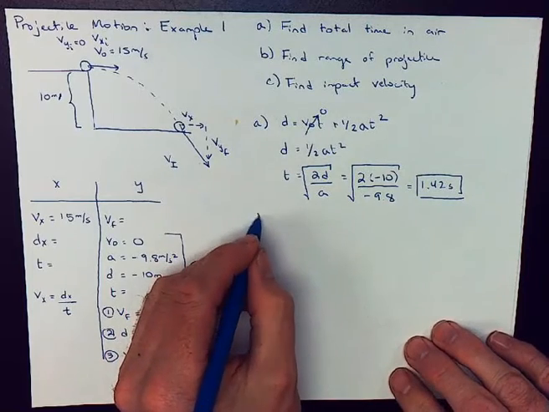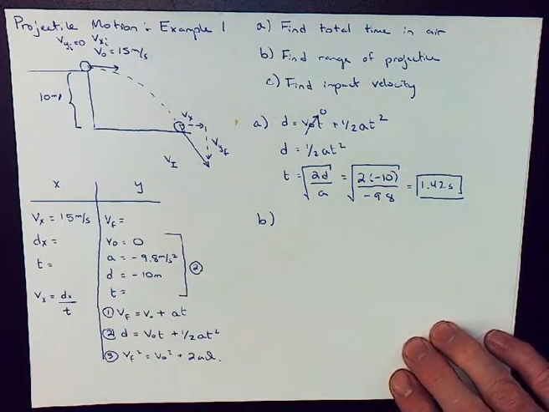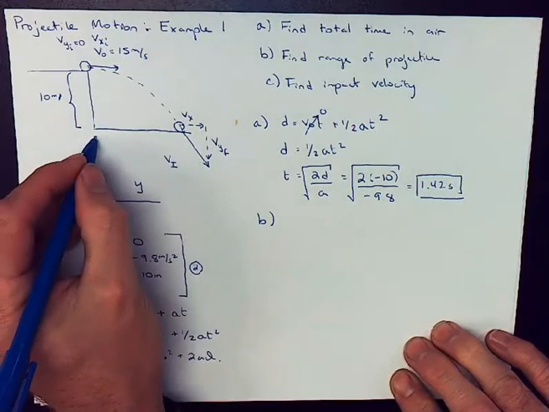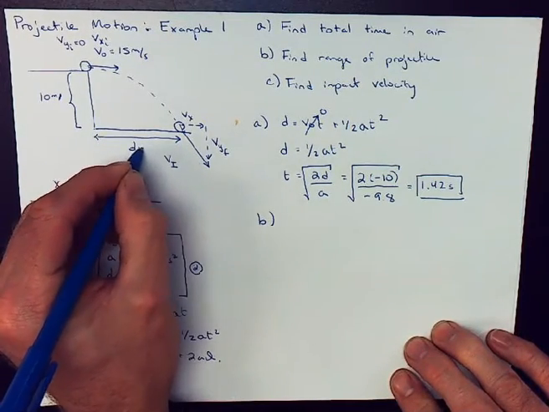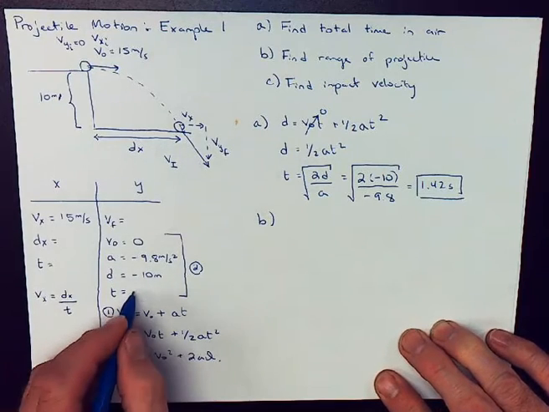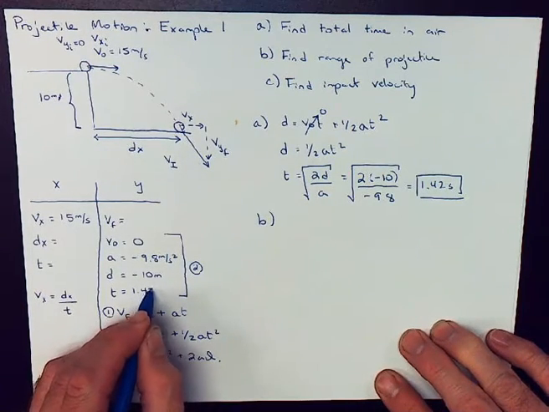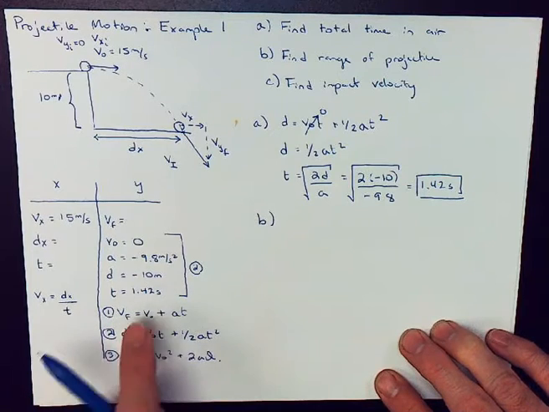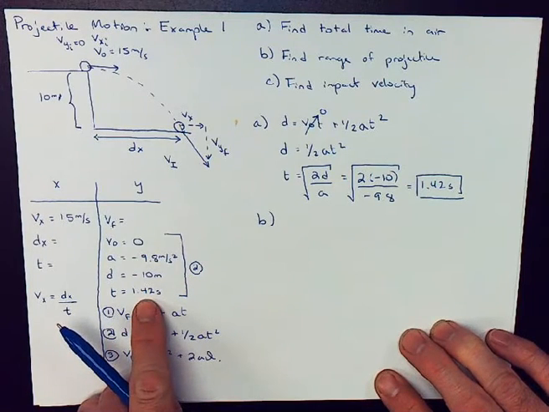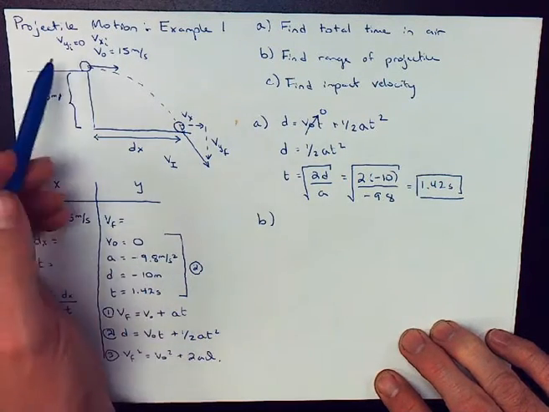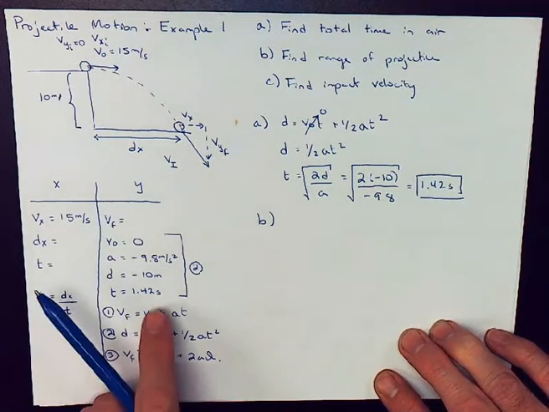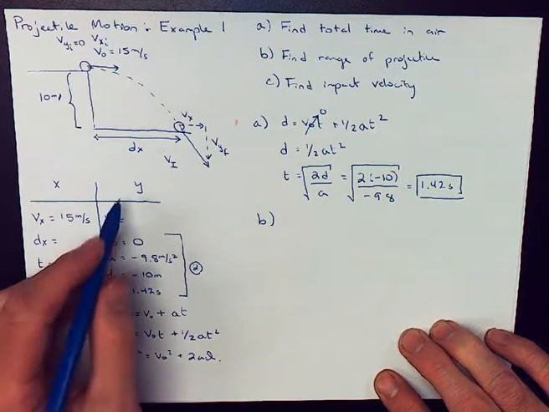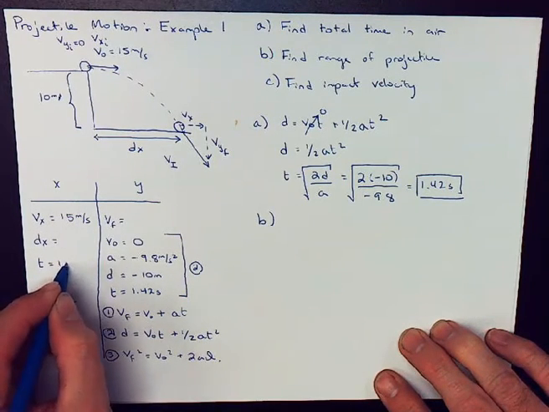Part B says find horizontal range. The horizontal range is this distance here, which I'll call dx. I know the time of flight is 1.42 seconds. I found that using the vertical information. Keep in mind with projectile motion that horizontal and vertical motions are tied together. So this 1.42 seconds that applies for y also applies for x.